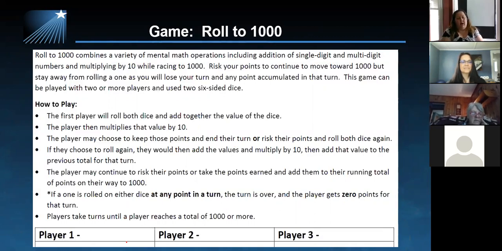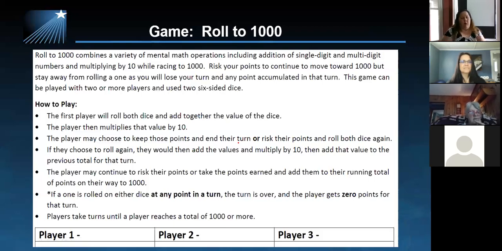Now, if I roll a 1 in my first roll or in any roll, I get 0 points. So 1 is that roll that will cancel out any points that I've earned in that turn. Also, if I just get a 1, my turn is over. So I didn't get the 1, so I could choose. If I chose to risk my points, I haven't written anything down then because I'm choosing to risk my points. I'm keeping 50 as my number kind of in my head. I'm going to risk them. I'm going to roll again.